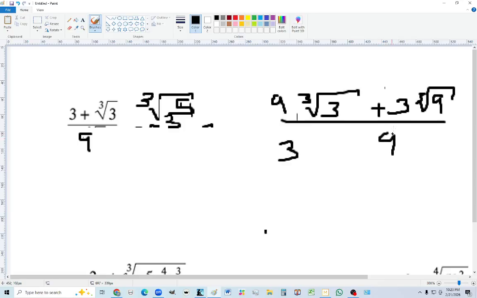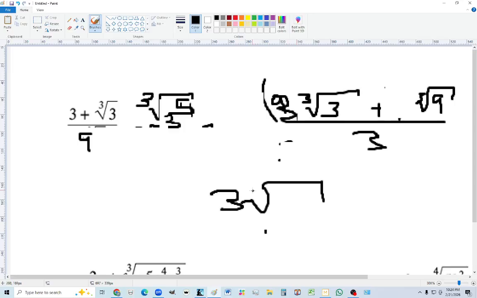All over 9. Well, this can be simplified a little bit. If I, for instance, factor out a 3 from both of these, I get 3 here and nothing here. And then this 3 simplifies with this 9. Now, some of my arithmetic might have been wrong or too quick here. But so far what I have is 3 cube root of 3 plus the cube root of 9 over 3.